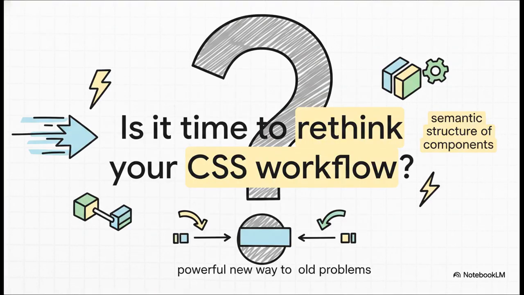When you get the raw speed of utility classes combined with the clean, semantic structure of components, well, this combination offers a powerful new way to work. It solves the old, frustrating problems of CSS without introducing all the complexity that so often comes with new tools. So I guess the question is: is it time for you to rethink your CSS workflow?